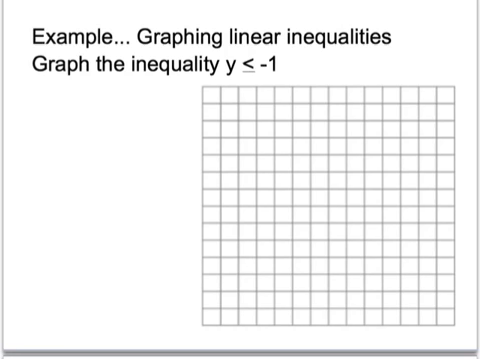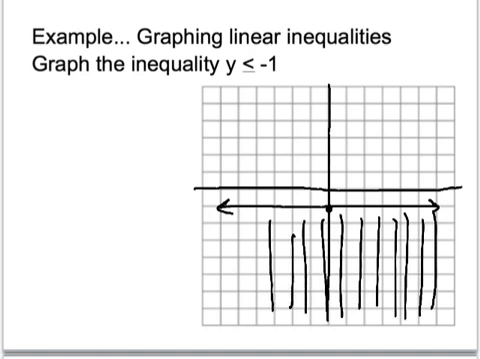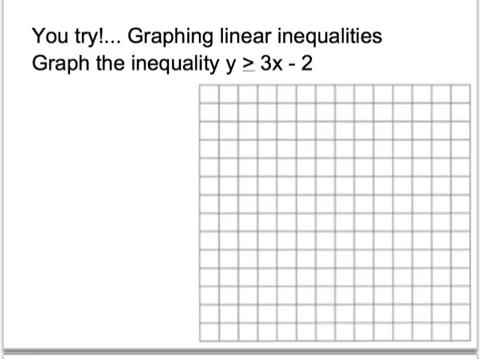Now y is less than or equal to -1. My y-intercept is -1. I don't have a slope, so I go -1 dot. Less than or equal to means a solid line. Less than means I shade everything below the line, and that is my answer.